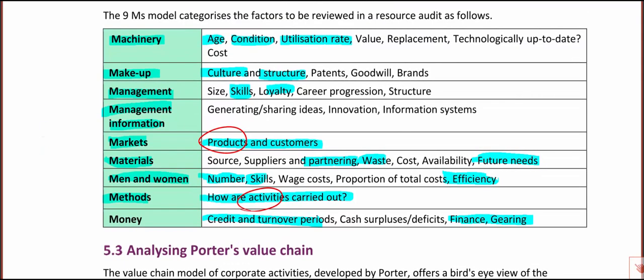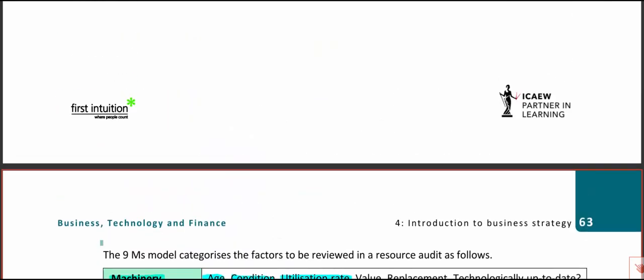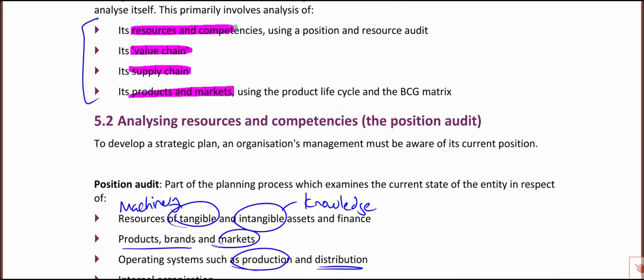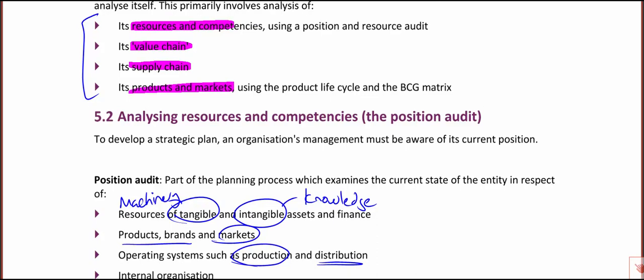So really the 9Ms are just a way to give myself a bit of a tick list to make sure that when I'm doing my resource audit, I'm really on top of what I should be looking out for. So if you think about the 4 things we said we were going to focus on, the first one was all about resources and competences, and with the 9Ms, I can tick that off. I can consider that I've thought about those things already.